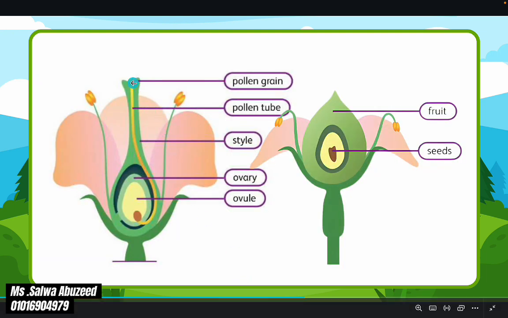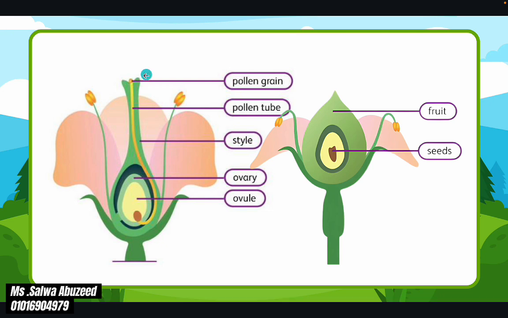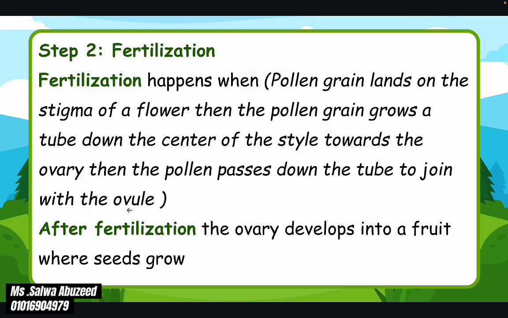So you see here, the pollen, when it fell on the stigma, made a tube through the style, and the tube went to the ovary, joining the ovary with the ovule. That's it. This is what we call fertilization, where the pollen lands on the stigma, makes a tube through the style, keeps going, goes to the ovary, keeps going, joins the ovary with the ovule. Voila, you made your fertilization.